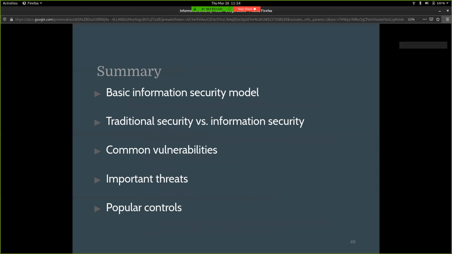So hopefully this has provided you a good background of information security models, the differences between traditional and information security or physical assets, some common vulnerabilities and threats to pay attention to, and popular ways of trying to mitigate the risk of those.